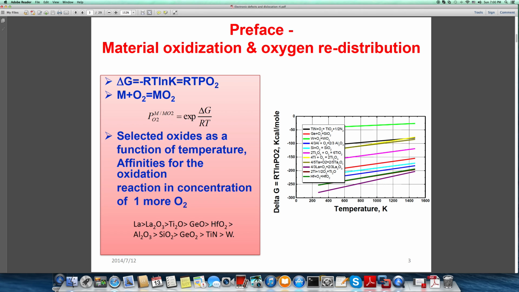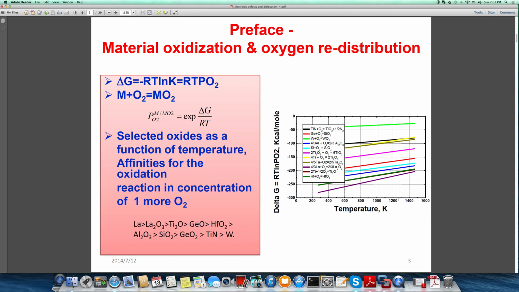Therefore, you can see the equation here. Delta G equals minus RT natural log K, equals RT ln of oxygen pressure. The energy form, like delta G, temperature T, and oxygen pressure P, are included in the formula. Okay? We can further plug in the given free energy versus temperature here to compare each material's oxidation capability. This is the so-called oxygen affinity.